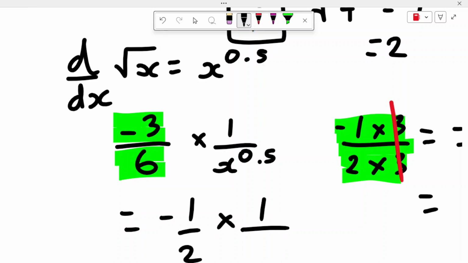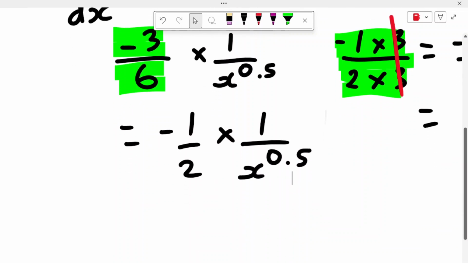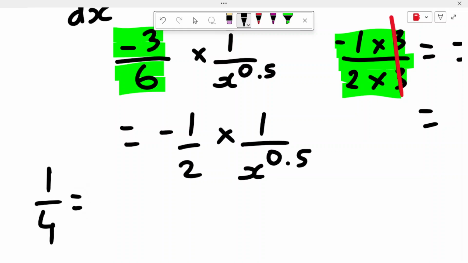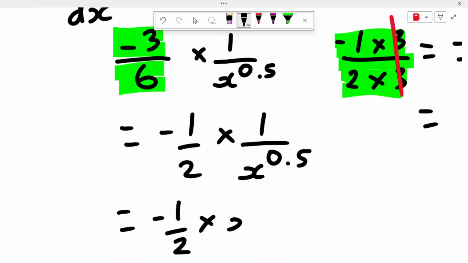So now we're here. We've simplified it if we need to. And now we've got this pesky x to the power of 0.5. And in the previous questions, you've seen how we can bring that up to the top by using some indices laws. So if we've got 1 divided by 4, that's like saying 4 to the -1, and that is 0.25. You can check it on your calculator if you don't believe me. So in this case, we can say that -1/2 times x to the -0.5 is equivalent.